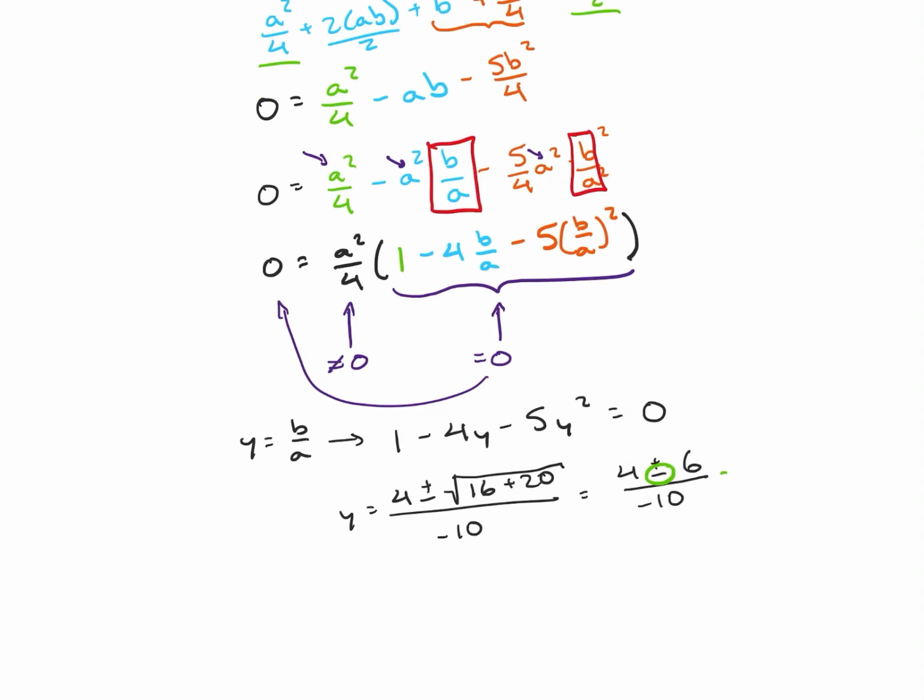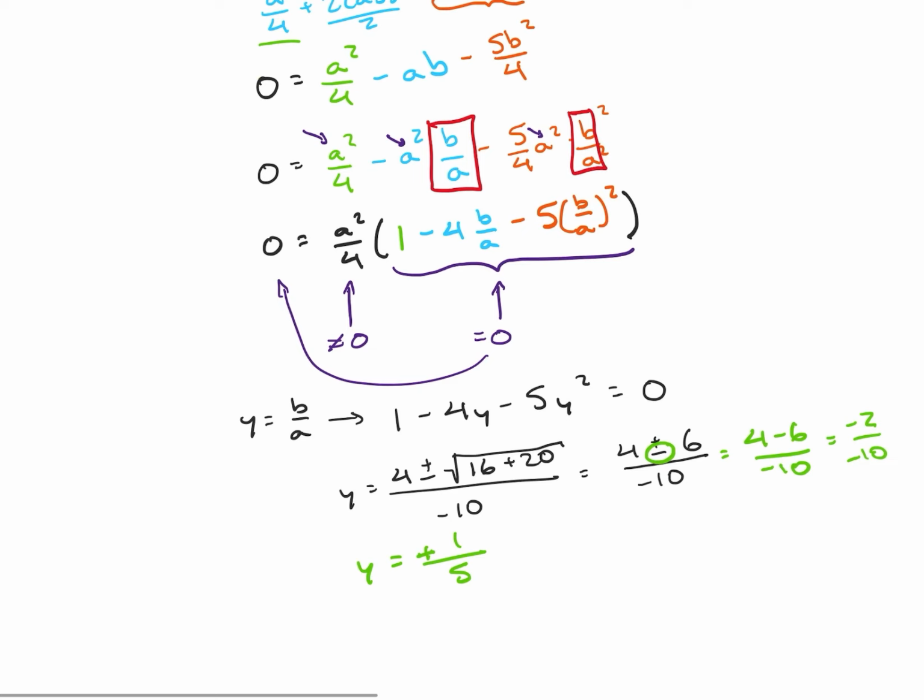That gives me 4 minus 6 over negative 10. So y is equal to positive 1 over 5, because it's negative 2 over negative 10. Okay, and what was that y? That y value was my b over a. So I've just solved for b over a.